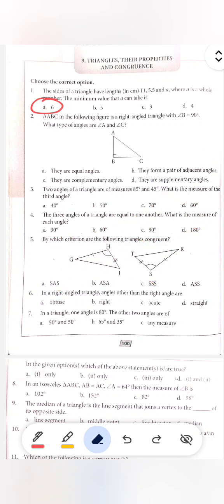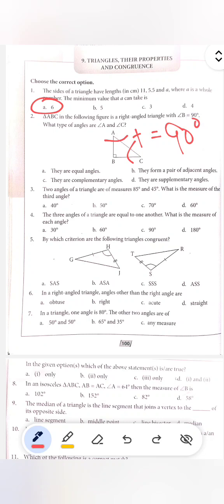Now come to the next question. In triangle ABC in the figure, a right angle triangle with angle B equal to 90 degrees, what type of angles are angle A and angle C? It is said that ABC is a right angle triangle. Nowhere is it given that it is isosceles or scalene. Simply, angle B is 90 degrees, so angle A plus angle C should be 90 degrees. It means angle A and angle C are complementary angles.